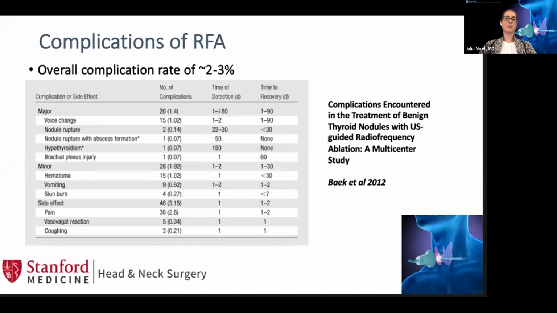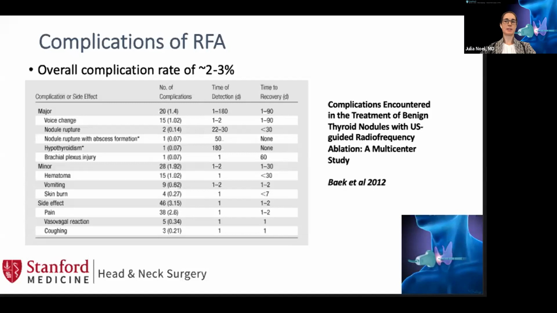Thankfully, this is a very safe procedure, and there are a number of studies that include large numbers of patients that have established an overall complication rate of around 2 to 3%. And this particular table is borrowed from a multi-center study of almost 1,500 patients with benign nodules. Because of the very targeted nature of the treatment, the incidence of a recurrent laryngeal nerve or a vagal nerve injury is quite low, around 1%. And as I mentioned on the previous slide, it's really one of the primary reasons to have patients awake during the procedure, so you can get that real-time feedback about voice changes.